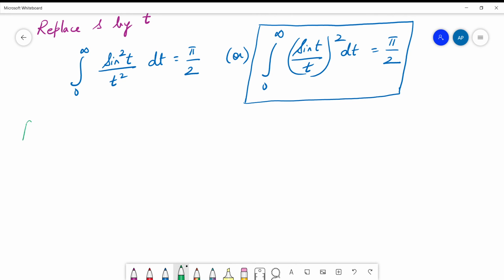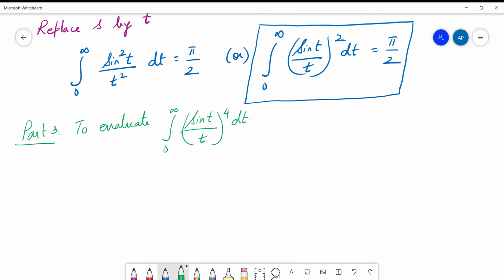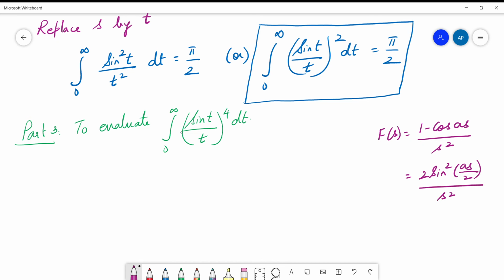Now let us do part 3. Part 3 is now to evaluate another integral. You see, integral 0 to infinity sine t by t whole power 4 dt. Now this is what you need to evaluate. I am sure you can guess now because f of s, as you saw from part 1, is 1 minus cos as by s square, which was also written as 2 sine square as by 2 by s square. So you have a square term both in the numerator and denominator. Here you are having to the power 4.